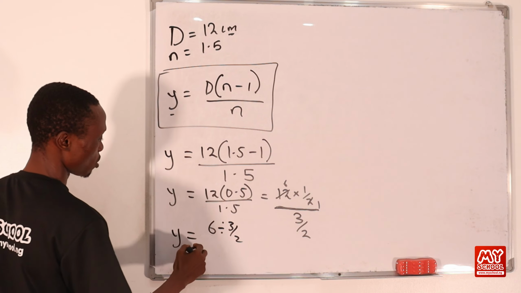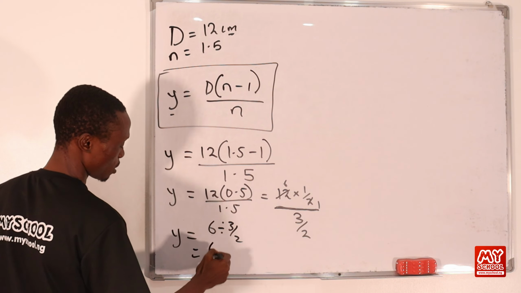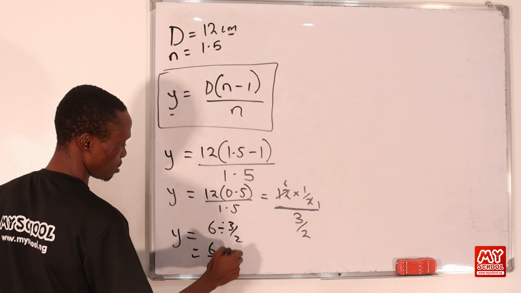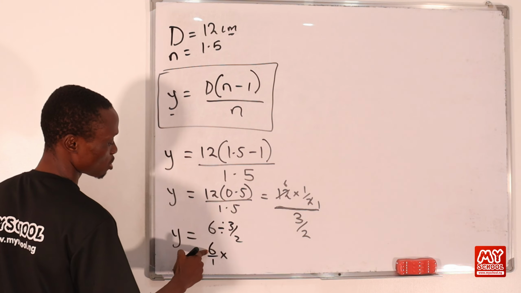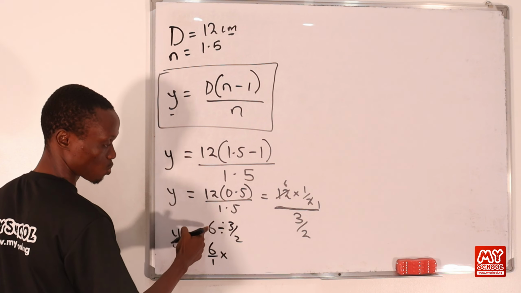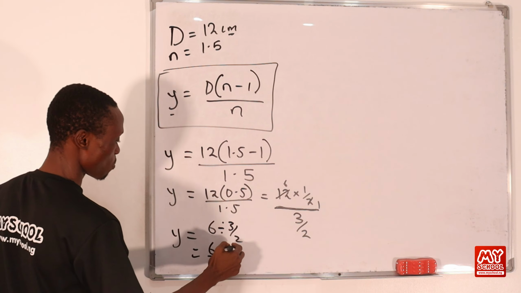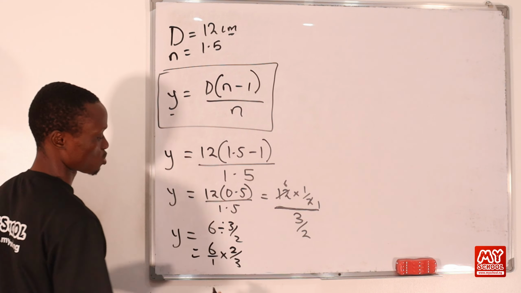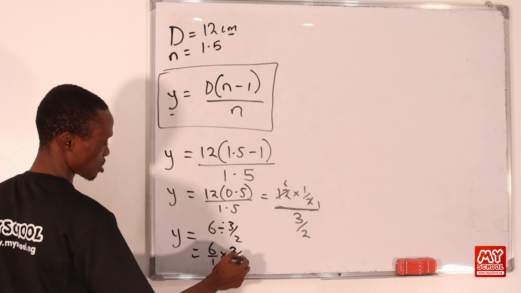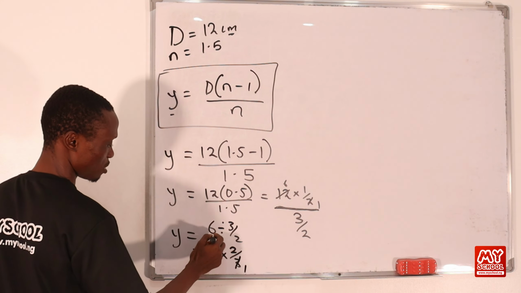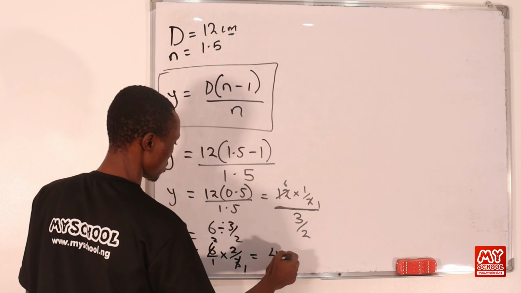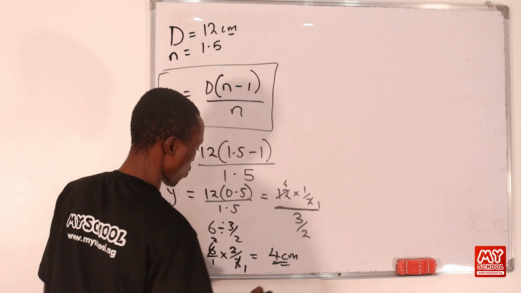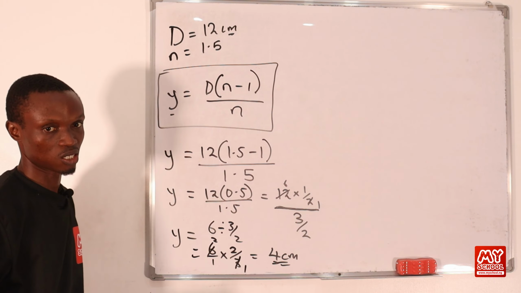So it's still the same. Here we're having 6 over 1. Then we change this to times, then invert the second fraction, because remember that 6 over 1 is still the same thing as 6, so nothing has changed here. So here we'll have 2 all over 3 so that we can divide easily. So 3 here is 1 and 6 here is 2. 2 times 2 will give us 4. So in this case, the apparent displacement is equal to 4 centimeters.